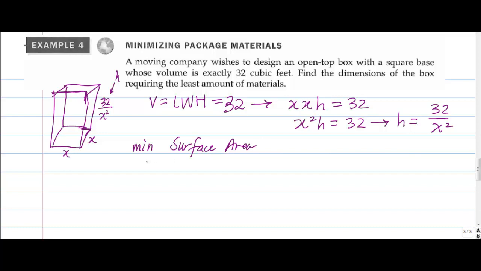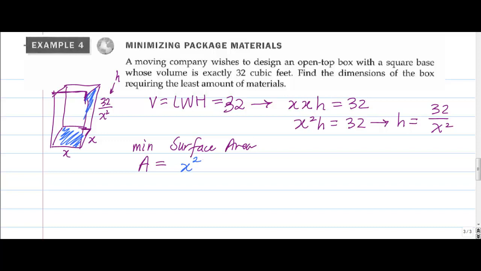Okay, let's call that capital A for area. So what is the surface area of the box? Well, you have the base, right? So let me change the color. You have the base of the box. What's the area of the base? So that's x squared.